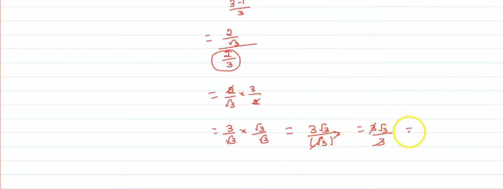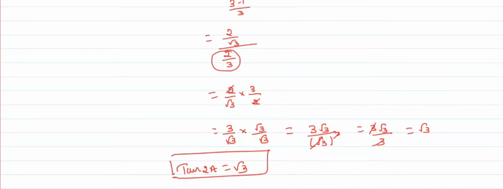Since this is a rational number, rationalize the denominator. 3 into root 3 is 3 root 3. Root 3 into root 3 is root 3 whole square, so the square root will get cancelled. 3 root 3 by 3, so 3 will get cancelled. This is root 3. So therefore tan 2A will be root 3. Hope you understood. Next question.